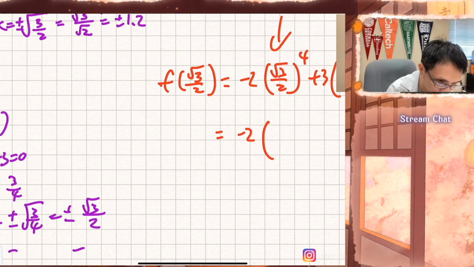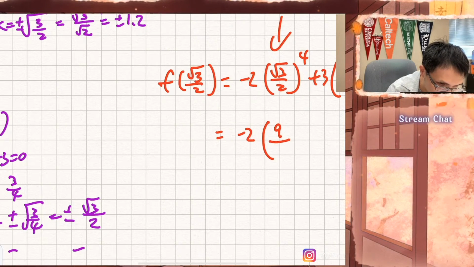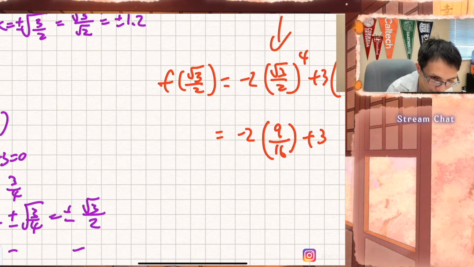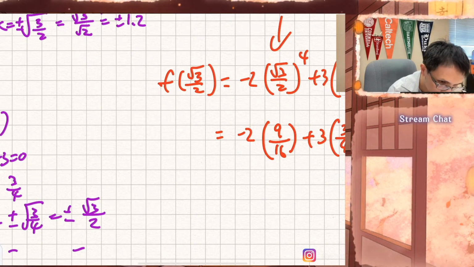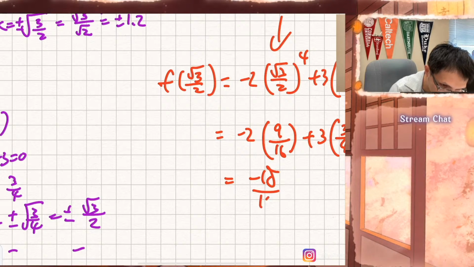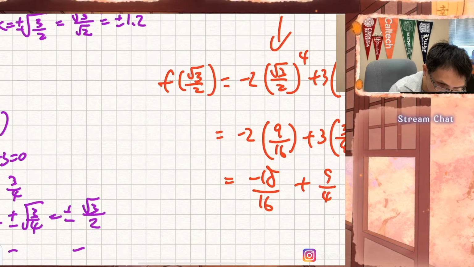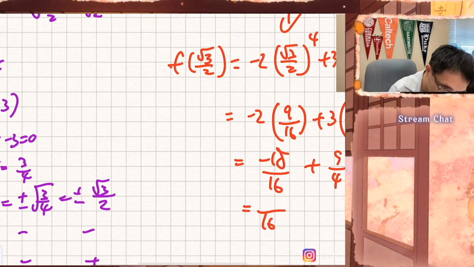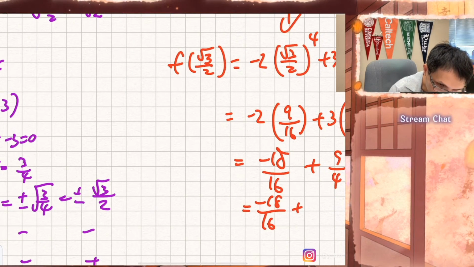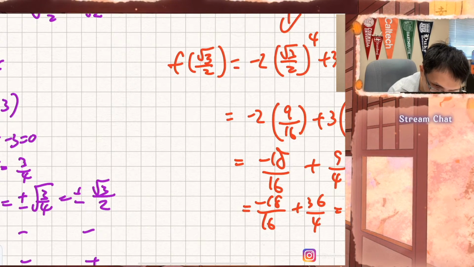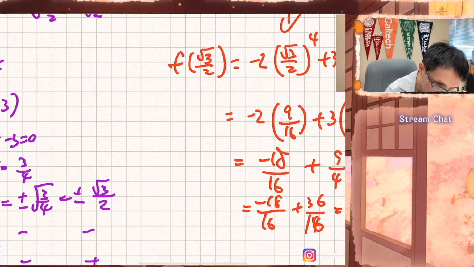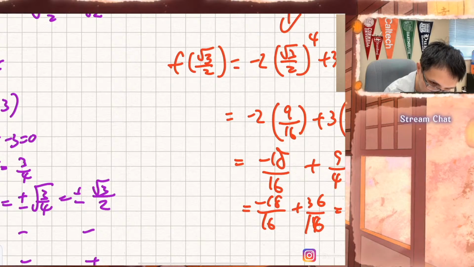That's equal to, I believe, 9 over 16. Plus 3, and then this one is gonna be 3 over 4. So that's equal to negative 18 over 16 plus 9 over 4. I can times 4 over 4 here. That's equal to negative 18 over 16 plus 36 over 16. Wait, that's 18, right? 18, you're right. Apparently I cannot deal with Asian numbers.